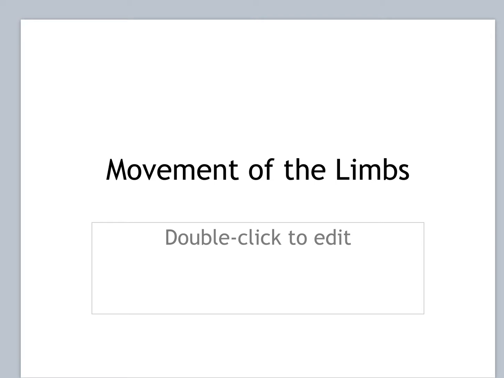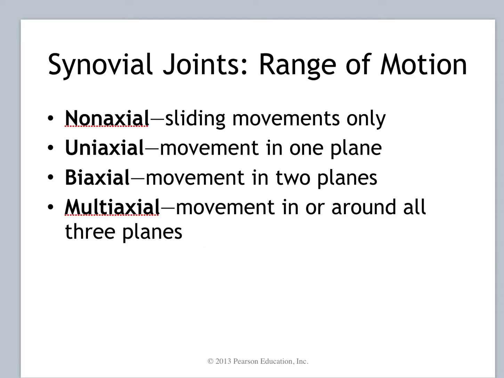There are some particular movements that these joints allow. We talk about movements of the limbs. There are different categories of movement. There's non-axial movement, and when you think of an axis, you think of something rotating. An axis is rotational. So non-axial movement would be sliding movements, almost no rotation. Uniaxial movement would be movement in one plane.